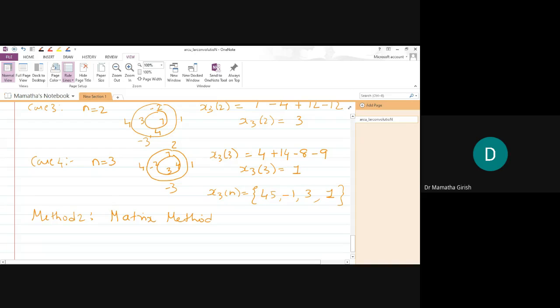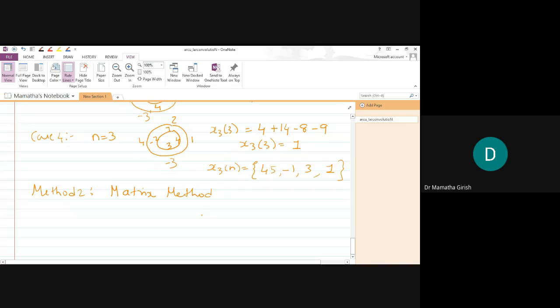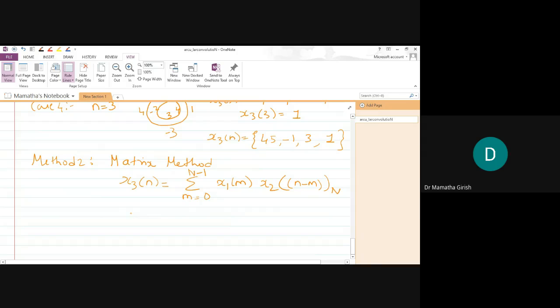Okay. So for this, again the same formula holds good. What does the formula say here? The formula says x3 of n is the summation, small m varying from 0 to n minus 1, of x1 of m into x2 of (n minus m) modulo n. Same thing.